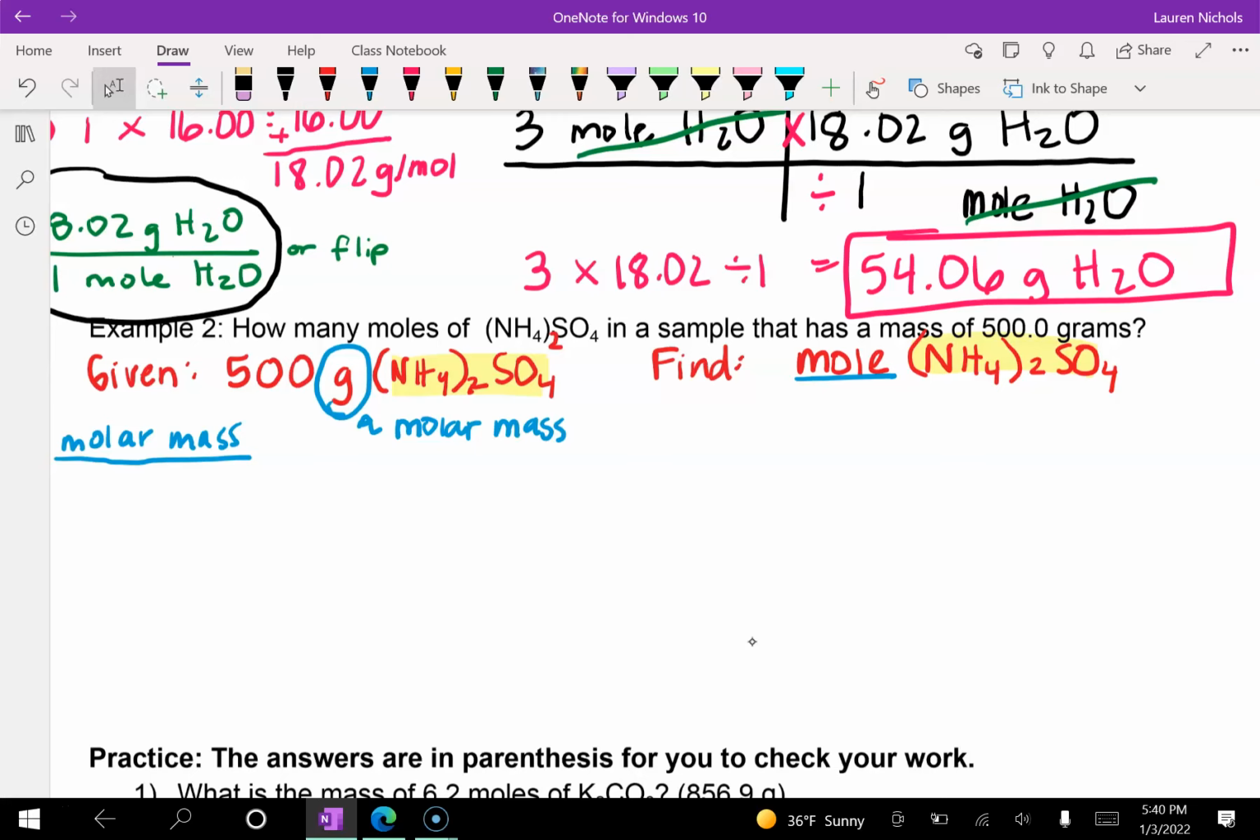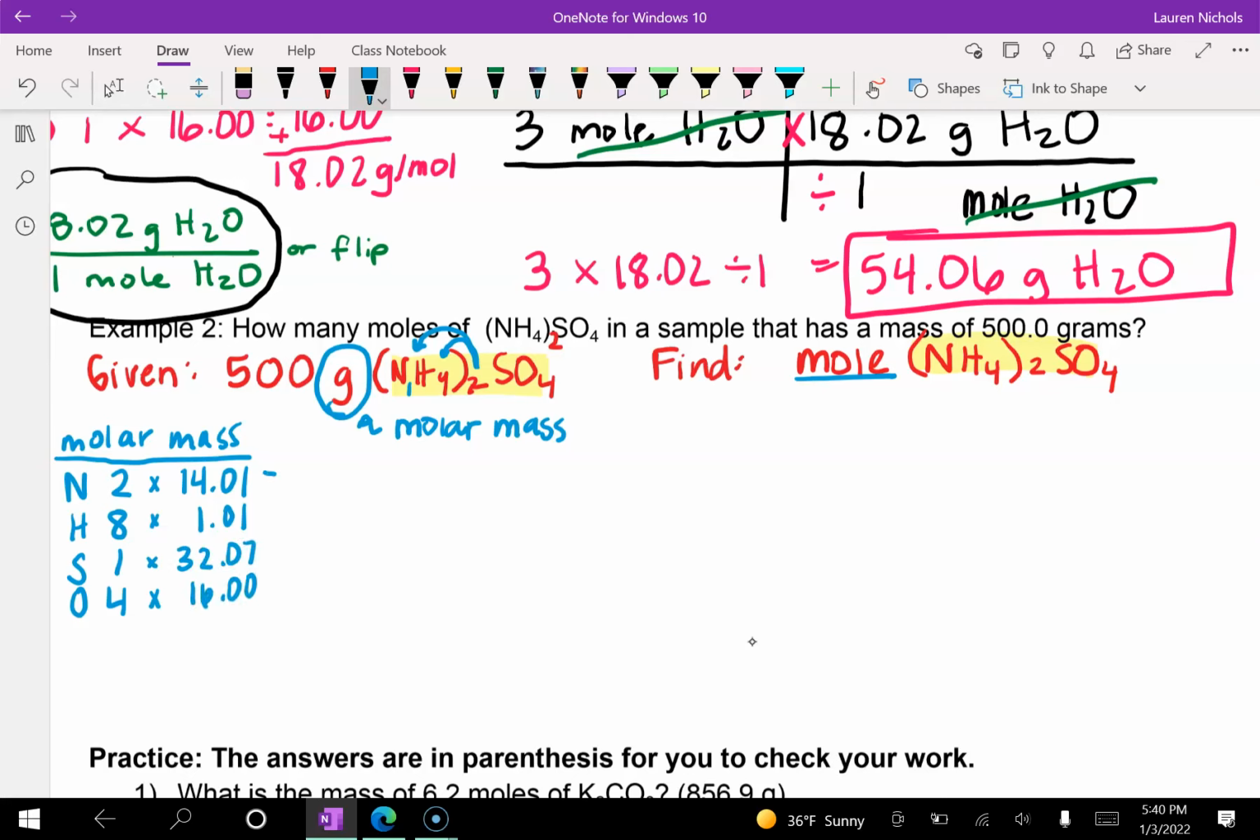But for now, that tells us that we have nitrogen, hydrogen, sulfur, and oxygen. Remember, the 2 gets distributed to the nitrogen and the hydrogen inside the parentheses. So I have 2 nitrogens, 8 hydrogens, 1 sulfur, and 4 oxygens. And we're going to multiply each of them by their mass from the periodic table. Nitrogen has a mass of 14.01, hydrogen is 1.01, sulfur is 32.07, and oxygen is 16.00.